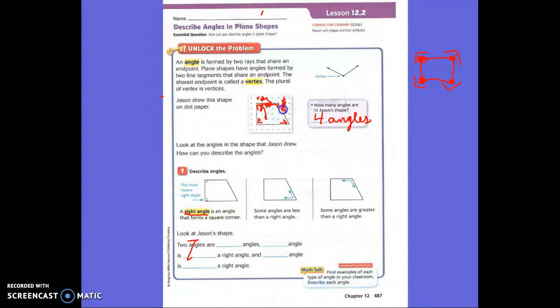There's a part of the line you can't see, isn't there? Yeah. The paper's covering it up. That is a less than right angle. Okay? So we're just having a right angle, greater, and less. Okay? All right. So let's look at Jason's shape. Two of the angles are what kind of angles? Right angles. Two angles are right angles.